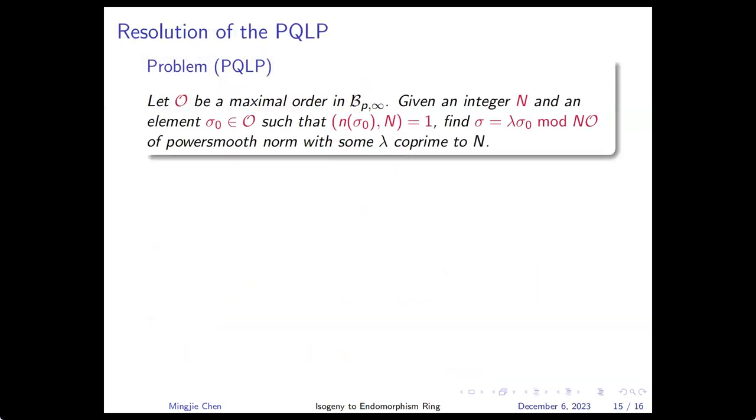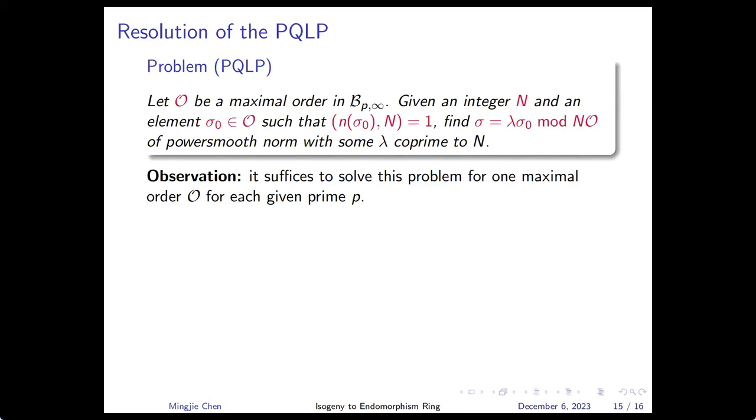Finally, we explain how to resolve the PQLP. This is just another statement of the problem, and the key observation here is that it suffices to solve this problem for one maximal order for each given P, even though this problem is stated for any maximal order in the quaternion algebra ramified at P and infinity. The reason is essentially due to the fact that two maximal orders are connected by an ideal of power smooth norm.